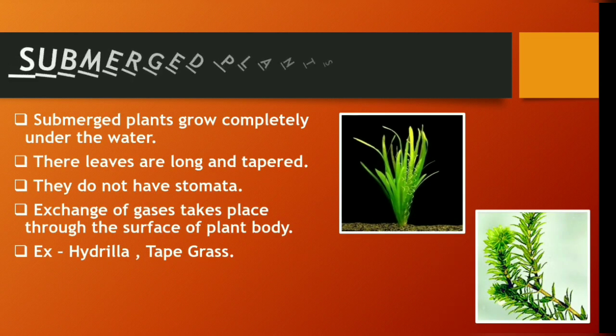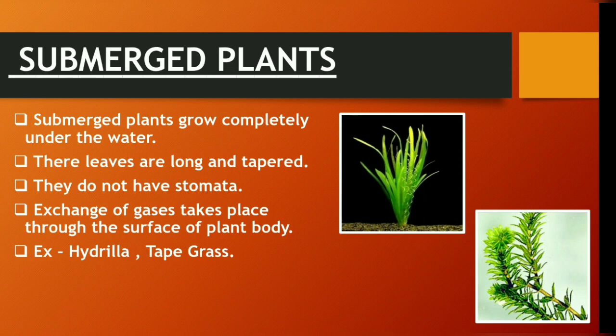Next is submerged plants. Submerged plants grow completely under the water. Their leaves are long and tapered. Like free floating plants were floating on the water, and fixed plants had their roots attached to the water bed, but submerged plants grow completely inside the water. Their leaves are long and tapered. Very thin leaves are there. They do not have any stomata. Exchange of gases takes place through the surface of the plant body. For example, hydrilla and tape grass. Both these plants are submerged plants.